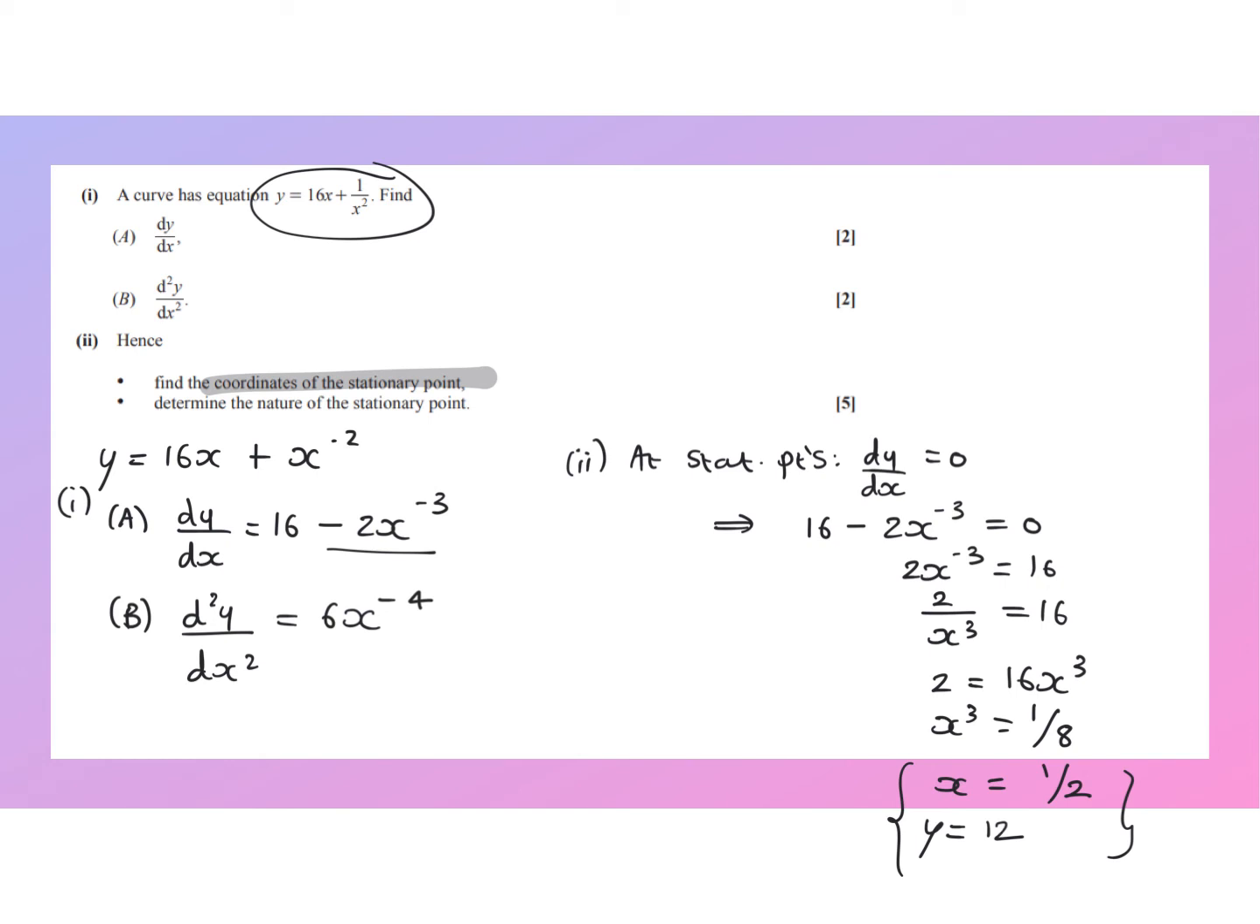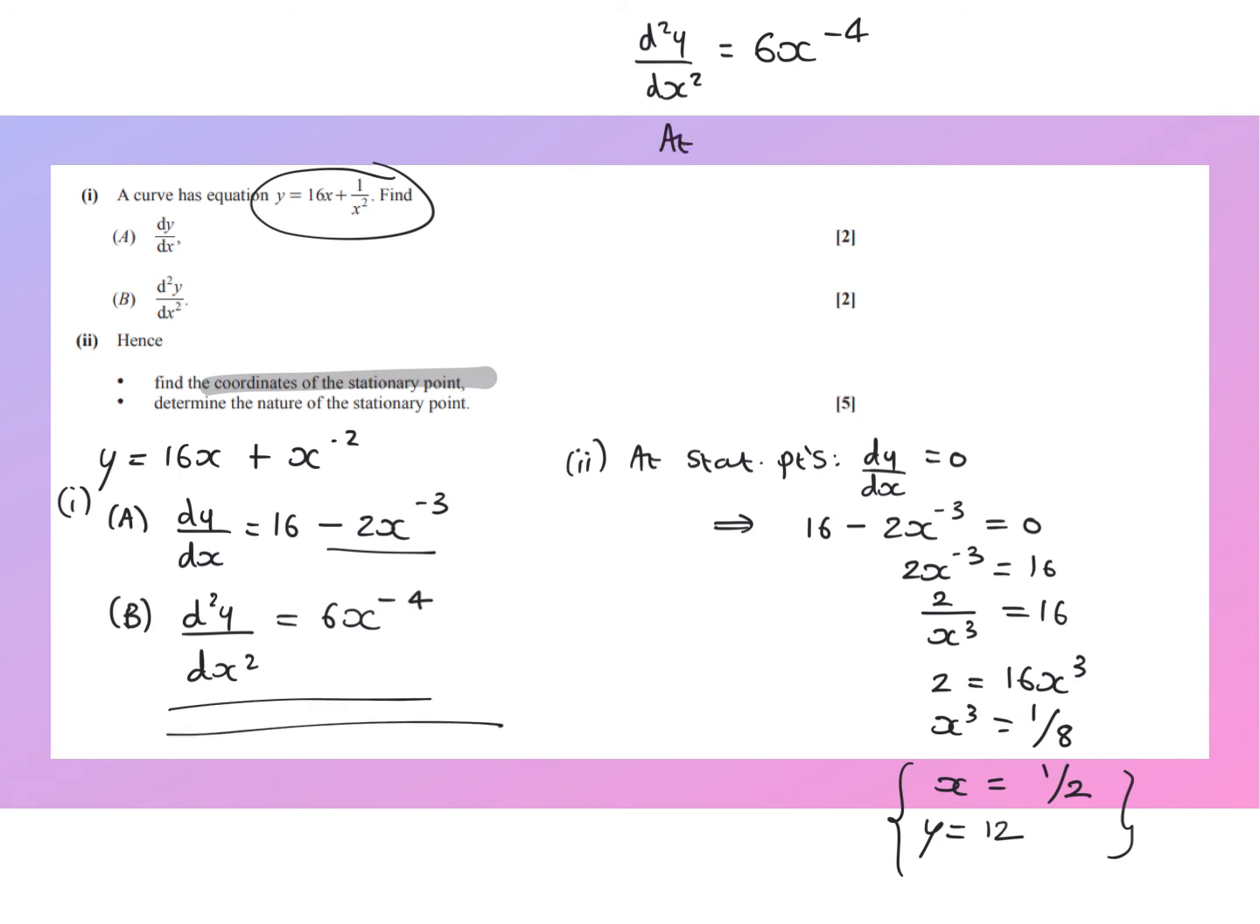We could look at the derivative either side of the x value and see what the sign change is, or we could simply use the second derivative. So d2y by dx squared is equal to 6x to the negative 4. We worked it out over here.